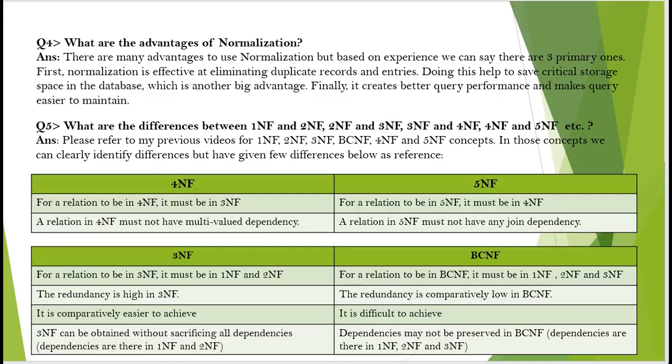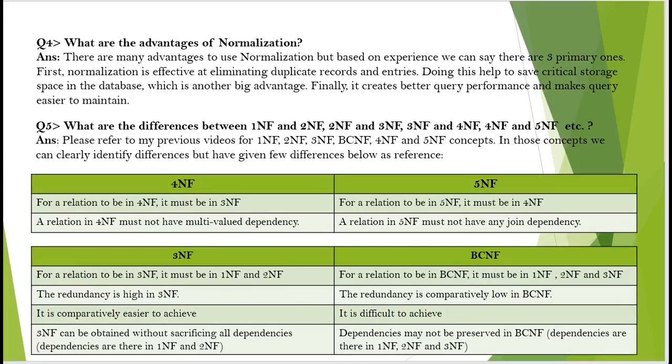Now the difference between 4NF and 5NF. For a relation to be in 4NF, it must be in 3NF. For a relation to be in 5NF, it must be in 4NF. A relation in 4NF must not have multi-value dependency. A relation in 5NF must not have any join dependency.